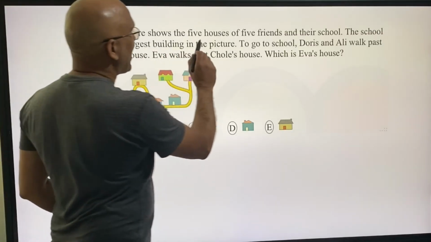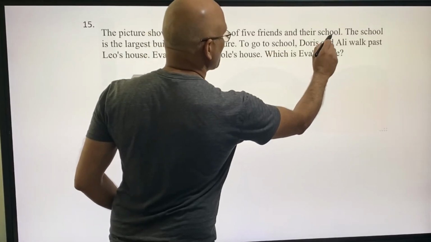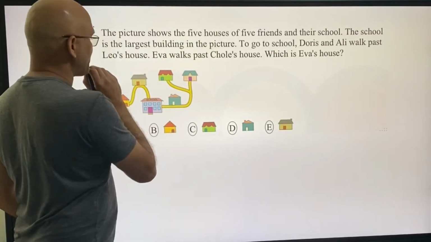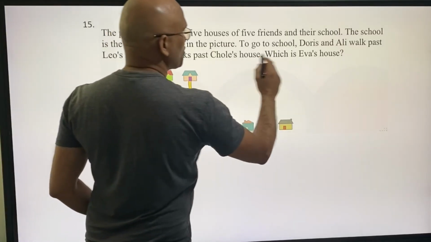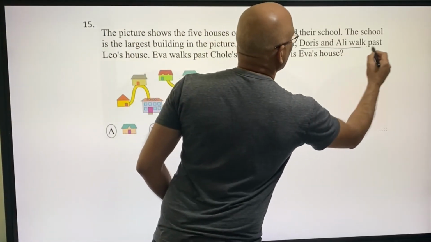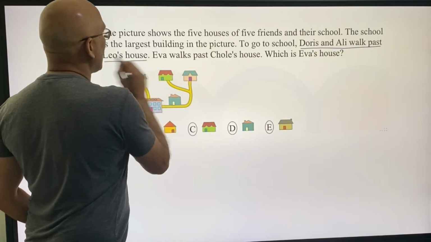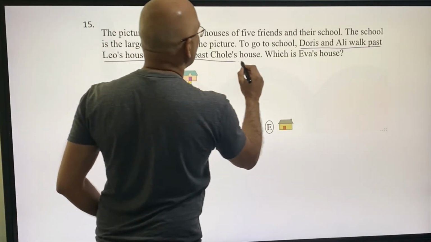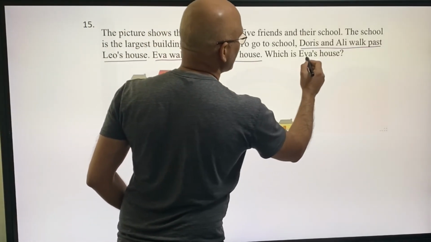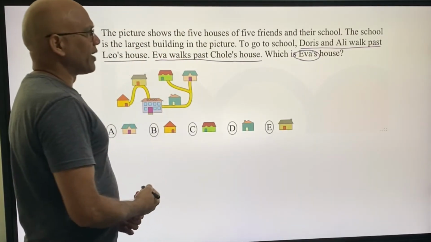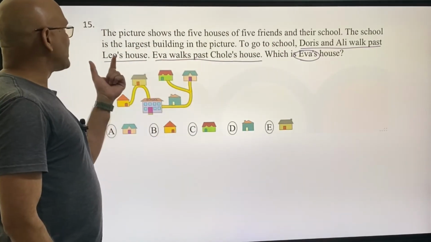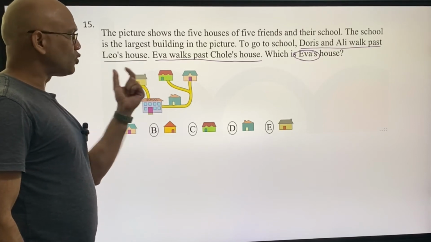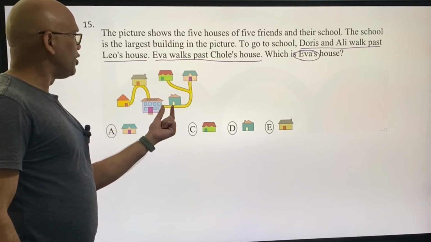The picture shows 5 houses of 5 friends and their school. The school is the largest building. All right, so this is the school. It's also written school. To go to school, Doris and Ali walk past Leo's house. Eva walks past Chole's house, which is Eva's house. All right, so 2 friends, Doris and Ali, they walk past Leo's house. So 2 walk past Leo's house.